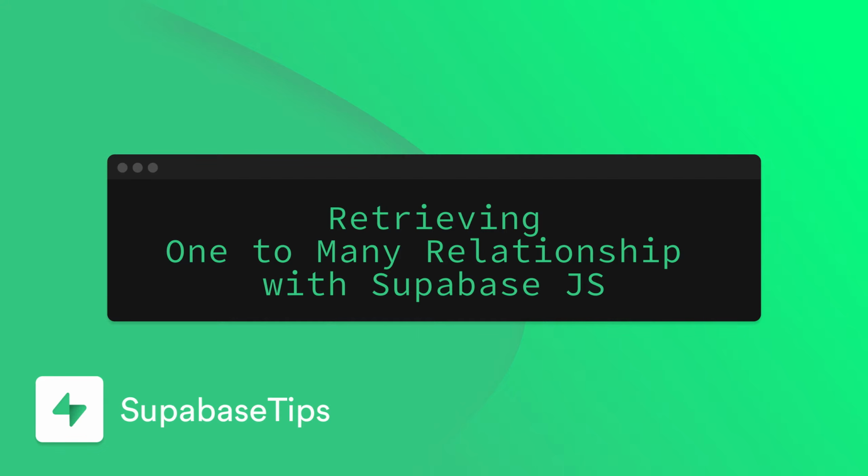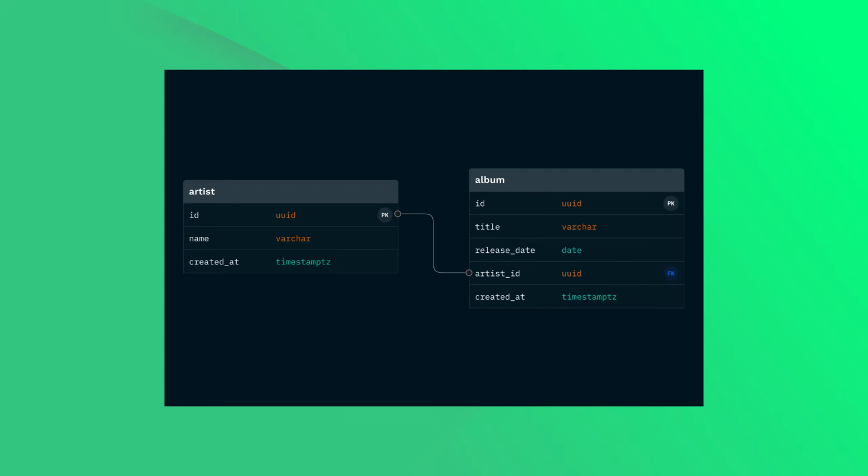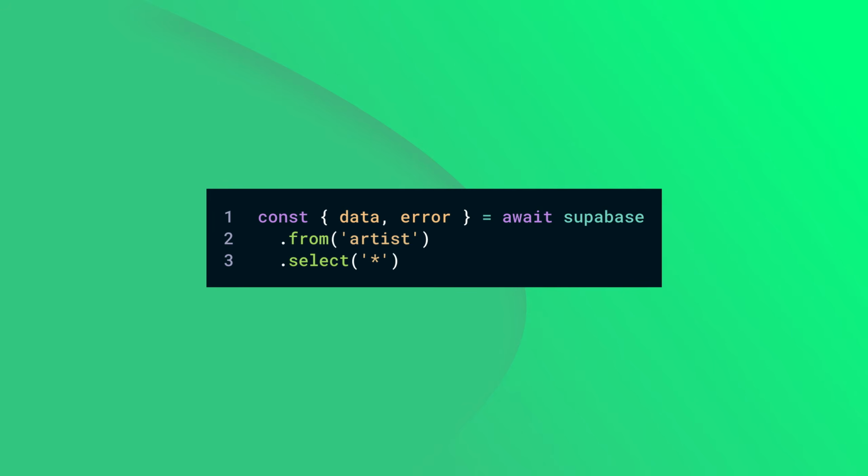Let's look at how we can retrieve data in our app using the Supabase JavaScript library. In this example, we have a list of artists who own many albums. Here is what our query would look like if we are retrieving a list of artists from the artist table.